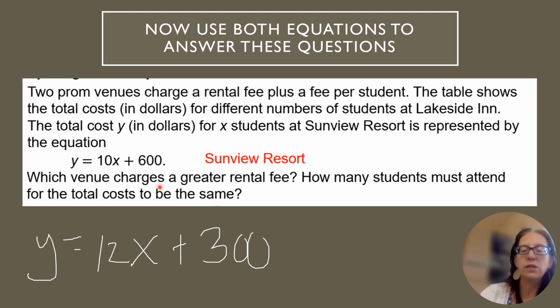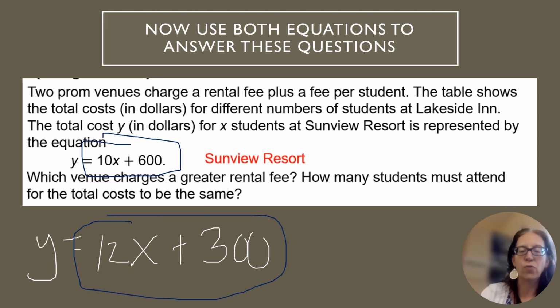Now, Sunview Resort is going to charge you more for the facility, but they're going to charge you less per student. So at some point, you're going to have a crossover on which one is the cheaper option. There's a bunch of ways that you can do this, but one way is to look at the 2 costs, which are these two figures here. Total cost is 10x plus 600. Total cost is 12x plus 300. And you're asked, when will those two costs be the same?